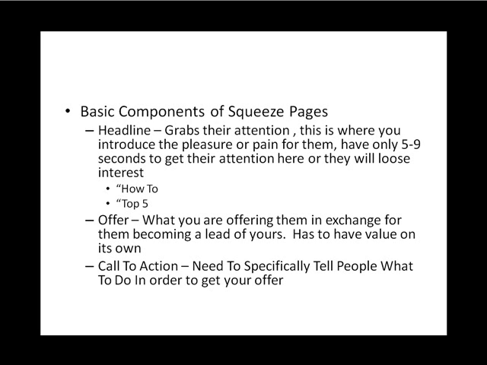Next is an offer, and this is actually what you are giving them. This is the information we talked about earlier, what you're giving them in exchange for them becoming a lead of yours. It has to have some kind of value on its own. Using the joint pain example, the information you could offer them is top 5 causes of joint pain, and that's your offer. People are always on the internet trying to do research, and if you give them information on what might be causing their pain, that's one kind of offer you can develop for them. And then finally, a call to action.